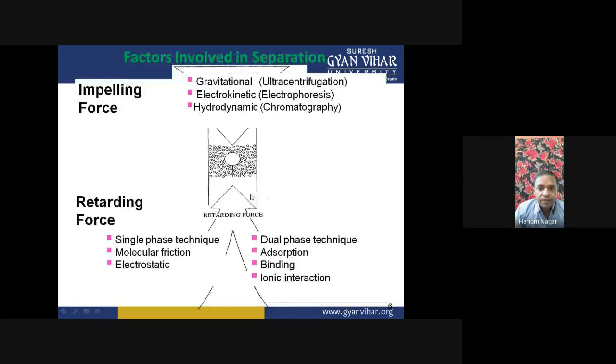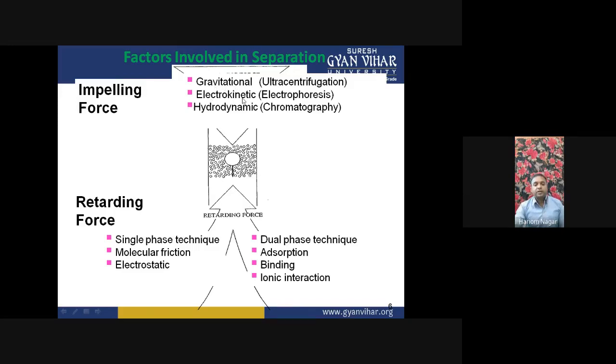So now the factors involved in separation. There are two factors: one is the impelling force, and the second is the retarding force. The impelling force impels the particles, and the retarding force retards their movement. The impelling force applied in ultracentrifugation is the gravitational force, which encourages the sedimentation process.